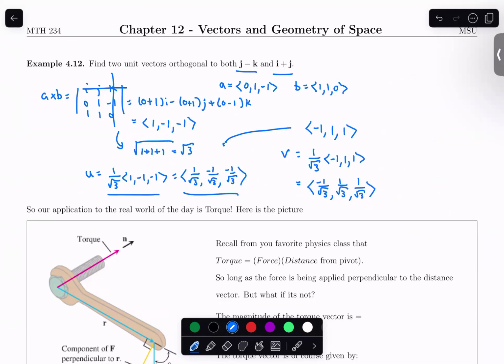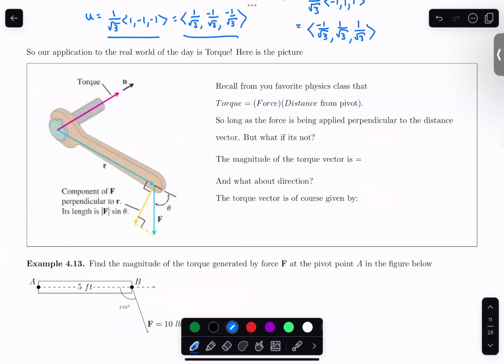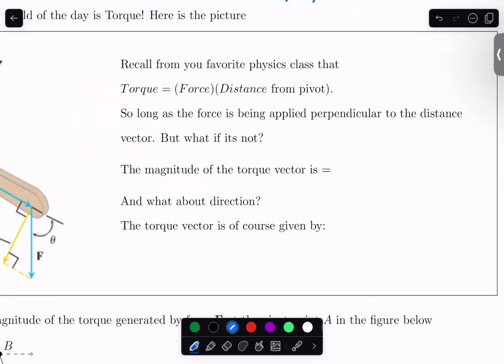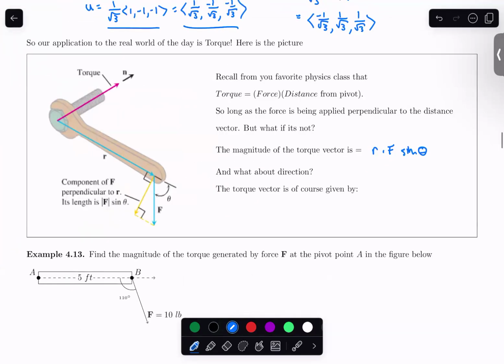All right, well, the last application here will be for torque. So in this case, we have some torque going in through this bolt, I suppose, and we have some crescent wrench and whatnot. This has a radius and we're applying a force. If you did this in your favorite physics class, this is maybe R times F times the sine of the angle between these things. And the direction's going kind of into the page here.